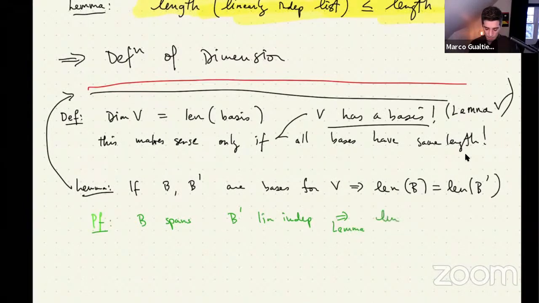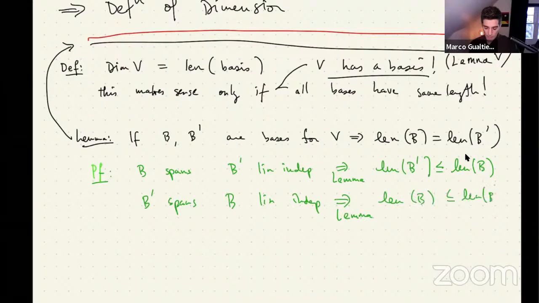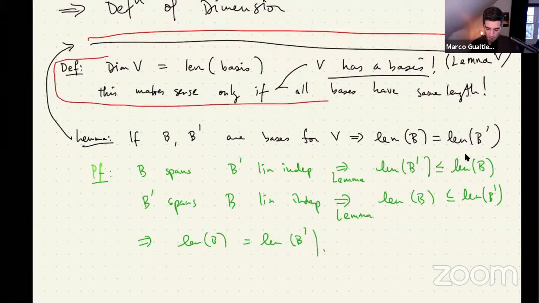means that the length of the linearly independent one is less than or equal to the length of the spanning one. But B prime also spans, and B is linearly independent. So using the lemma again, we get that the length of B is less than or equal to the length of B prime. So this tells us that the length of B is equal to the length of B prime. And this is the last thing that we needed in order for this definition to make sense. So we finally have a well-defined notion of dimension.